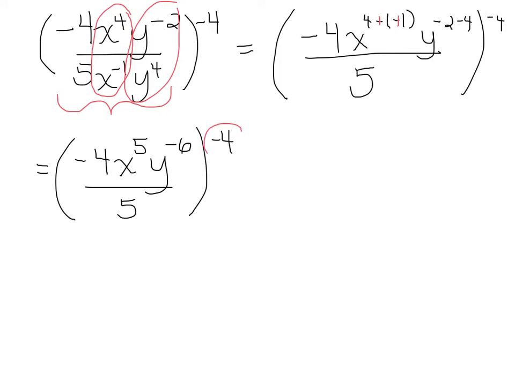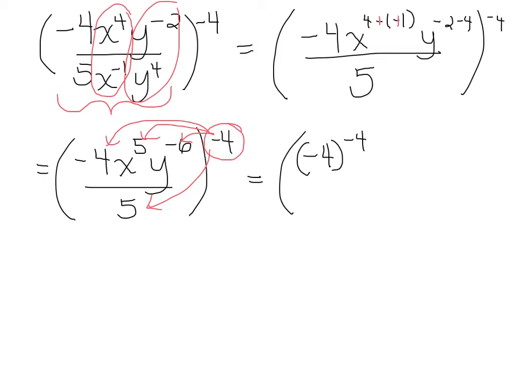Now let's take this negative exponent here and distribute it to each item inside those parentheses. We would have -4 to the -4th. An exponent raised to an exponent, you multiply. So 5 times -4 is -20. -6 times -4 is positive 24.